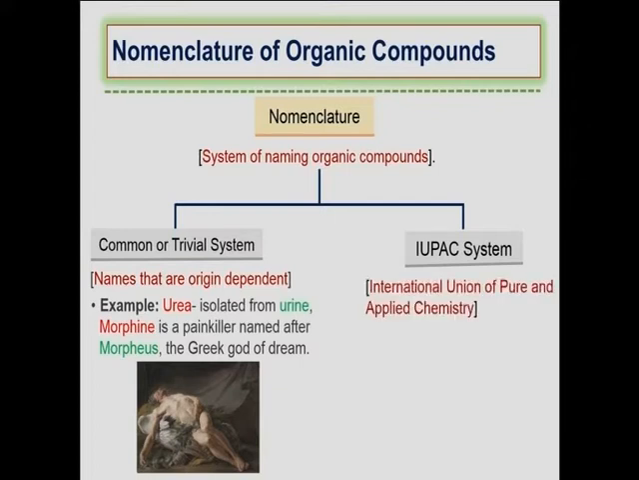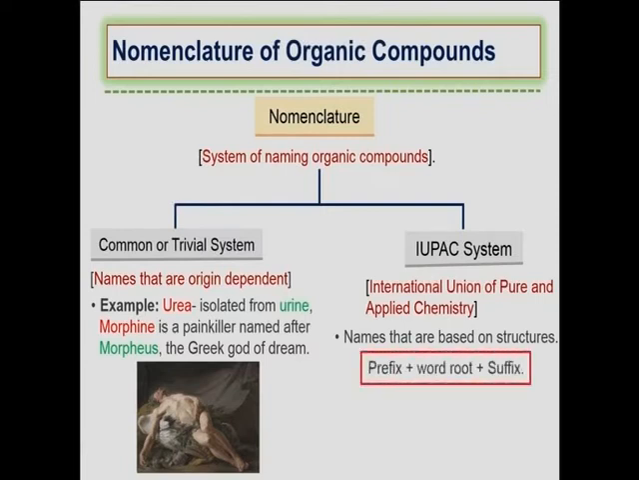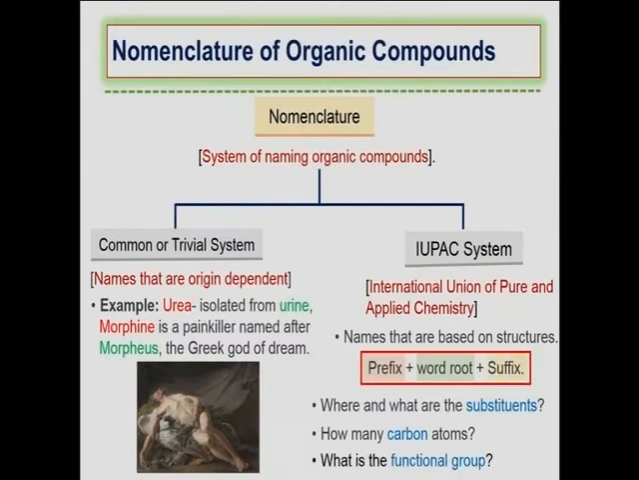And next we have the IUPAC system, the International Union of Pure and Applied Chemistry. The names here are not based on the source, not based on the origin, not based on the property; rather, the names are given based on the structure. The IUPAC system of naming consists of three important components: prefix, which tells us where and what the substituents are. Substituents means branches. Then word root, how many carbon atoms there are in the parent chain. Then suffix, what the functional group is.